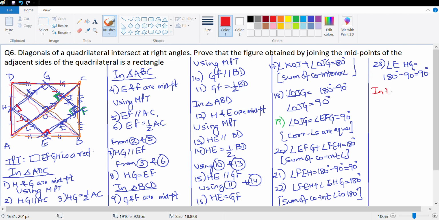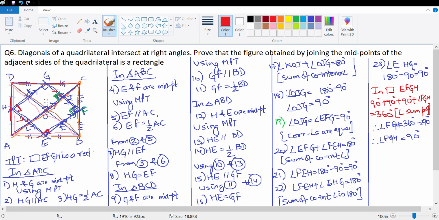So in quadrilateral EFGH, 90 degree plus 90 degree plus 90 degree plus angle FGH is equal to 360 degree. Why? This is angle sum property. Sum of four angles in a quadrilateral is always 360 degree. Therefore, angle FGH is equal to 360 degree minus 270 degree is equal to 90 degree. So we've got angle FGH is equal to 90 degree.